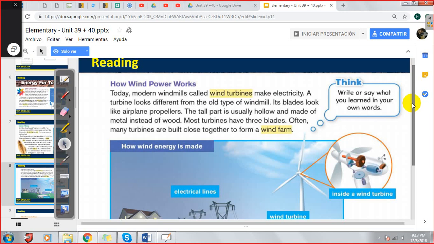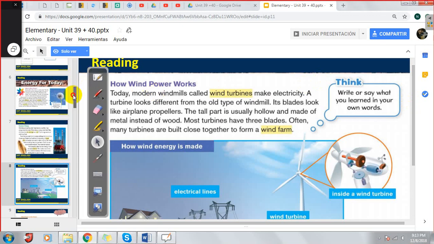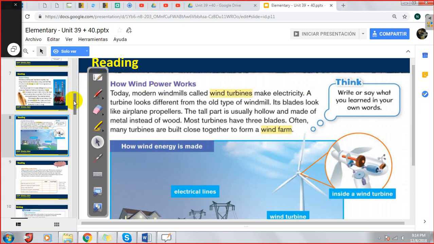Okay, very good. In your own words, what is this reading about? It's about what is wind and how to use it for energy. Okay, very good.